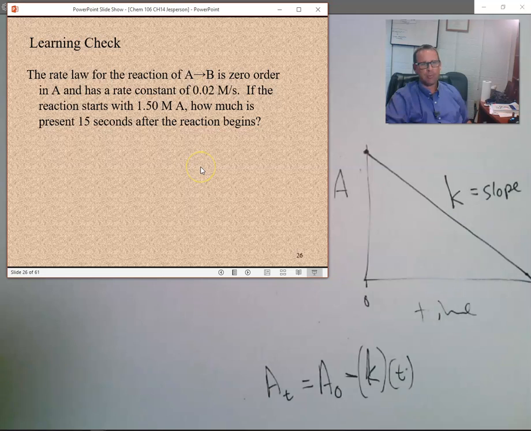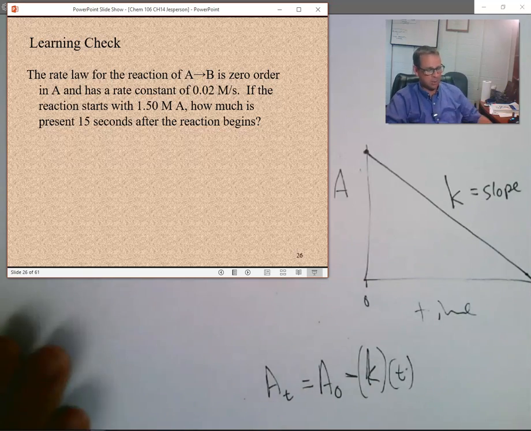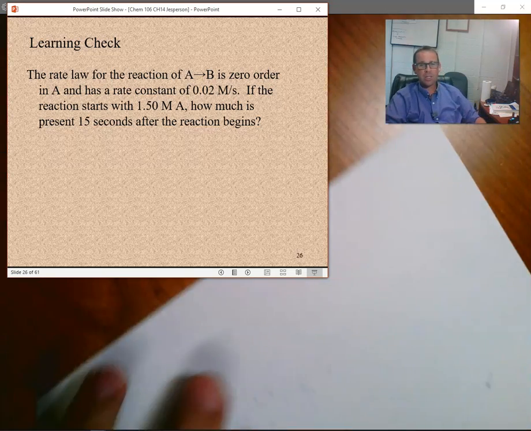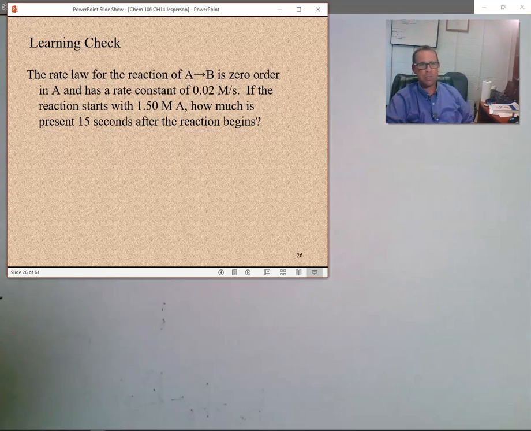Okay, very good. So here's a problem, right? Let's see, whose turn is it? Camille, can you help me walk through this problem here? Rate law for a reaction? I can try. Perfect, that's all we need. Rate law for the reaction is zero order with respect to A, and has a rate constant of 0.02 molar per second. If the reaction starts with 1.5 molar, how much is present 15 seconds after the reaction begins?